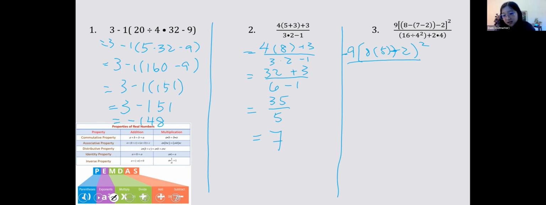and we see here that there is an exponent, so we will also be doing that first. So it will be 16 divided by 16, which is 4 squared plus 2 times 4. Okay. So the next step will be to simplify the stuff within the parentheses, and in the denominator we will be solving this division.